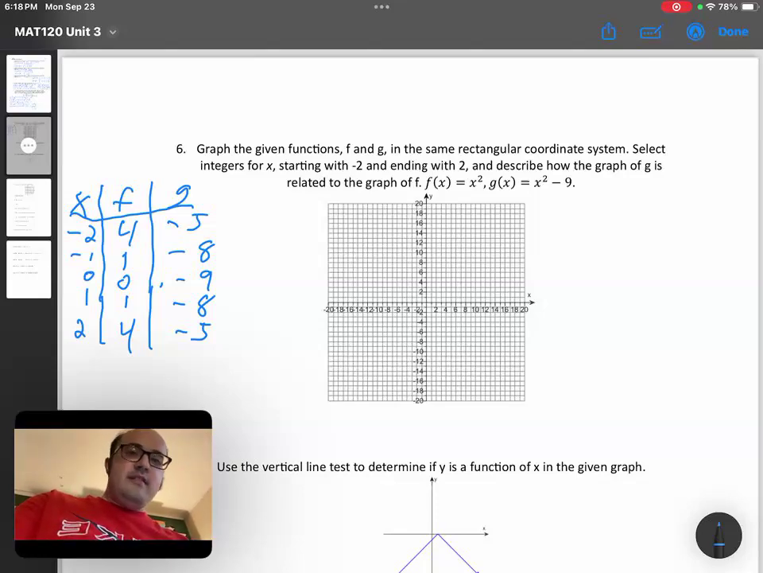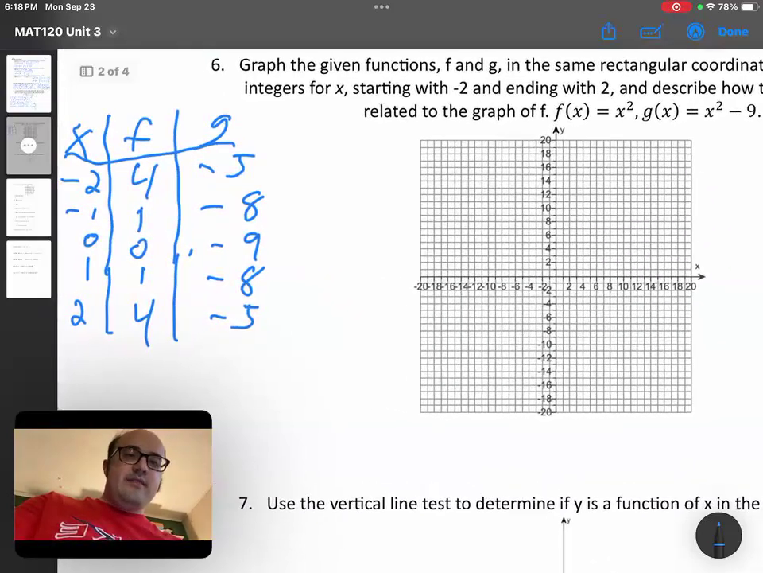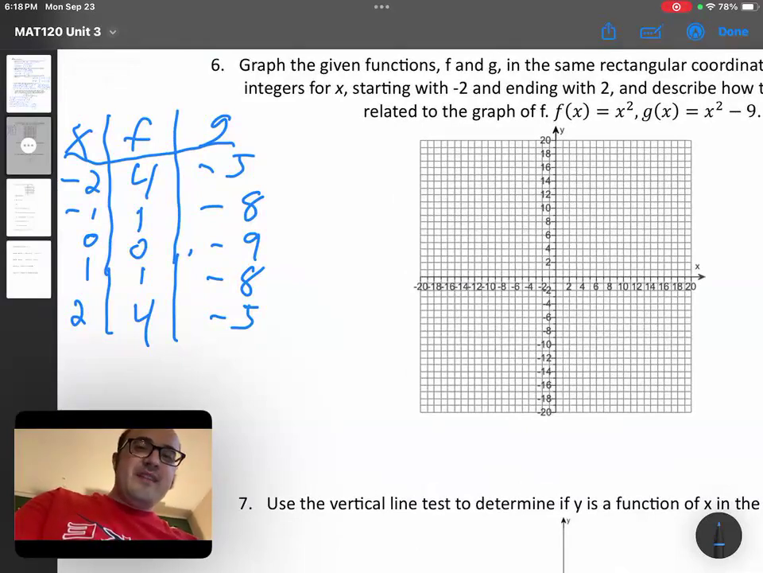And then let me make this a bit bigger here to hopefully see it nicely with this very small graph. For this, we would have a point at 0, 0, at 1, 1, negative 1, 1, and at 2, 4, and negative 2, 4. And the graph looks something like that.